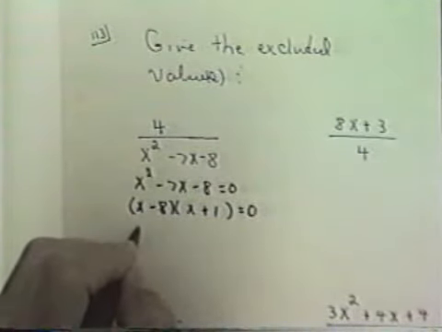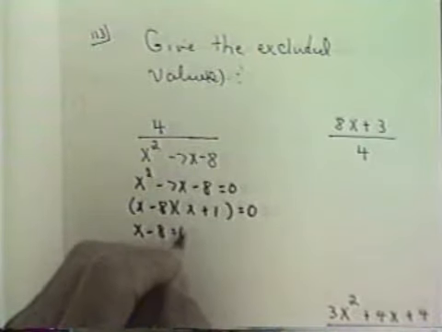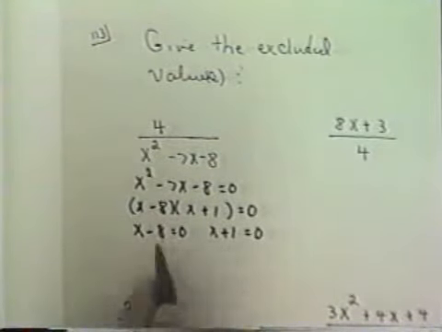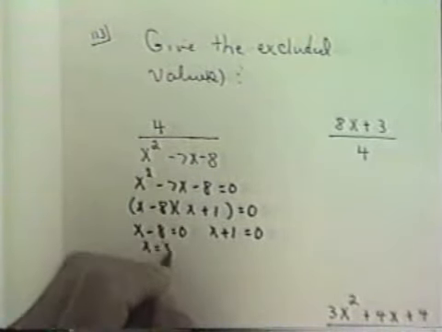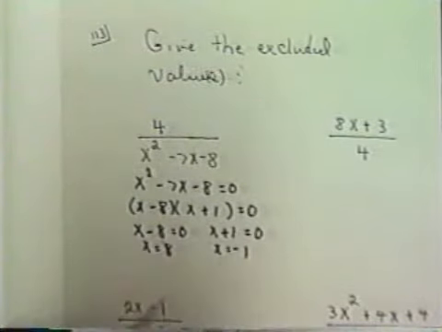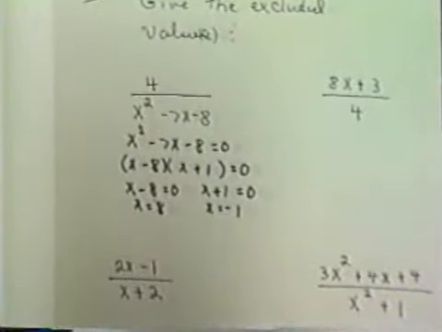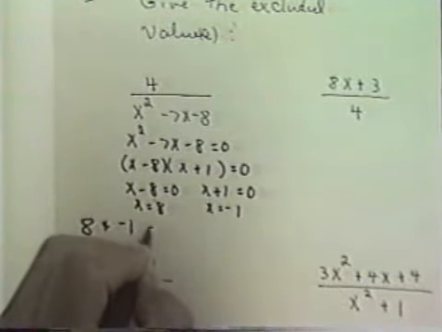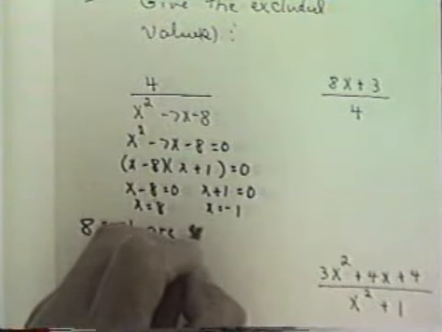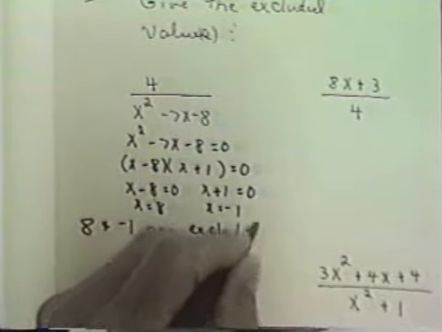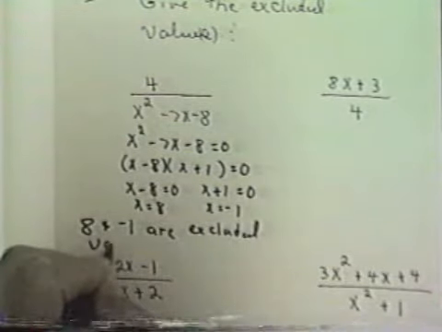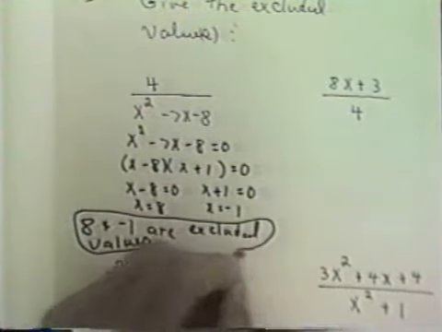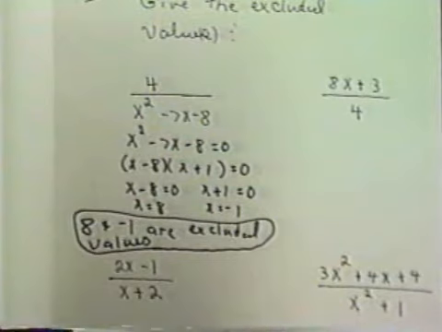Set each factor equal to 0, so I say x minus 8 is equal to 0, x plus 1 is equal to 0, and then solve the two equations. We get x is 8 and x is negative 1. So what I do now, I write that 8 and negative 1 are excluded values.